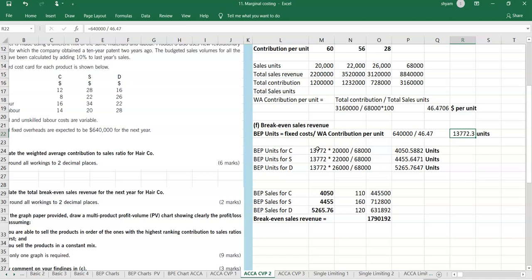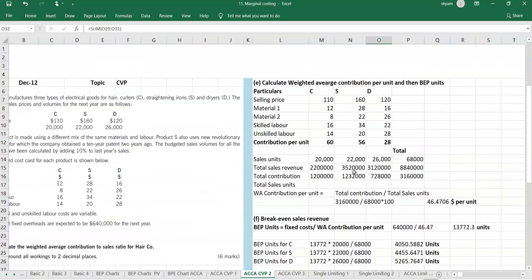This is being sold in a proportion. The proportion is 20 is to 22 is to 26. So take the total sales units, divide it in proportion, and use that number to find the individual break-even units. Then you multiply by the selling price, and you will arrive at the break-even sales amount. So that's about this problem.